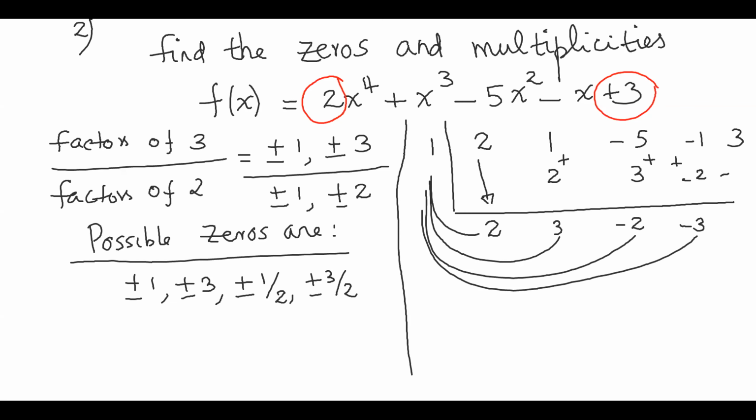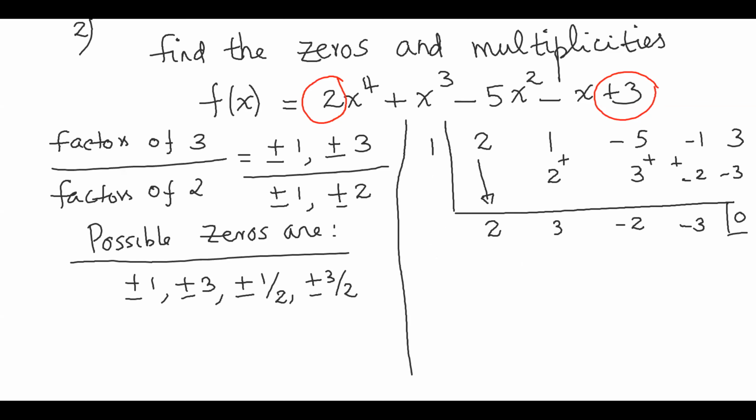So I am getting 0 as my remainder. That means this 1 is my 0. So 1 is one of our zeros. So 1 is a 0. This gives us x minus 1 is a factor, right? So we got 1 as a 0 now.